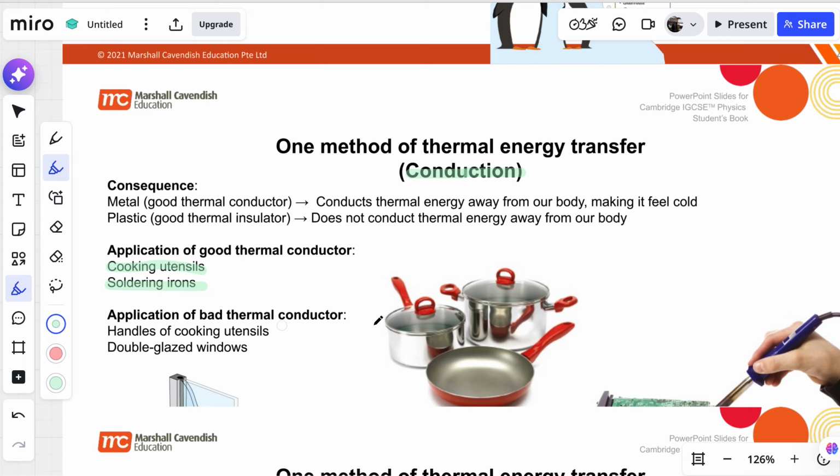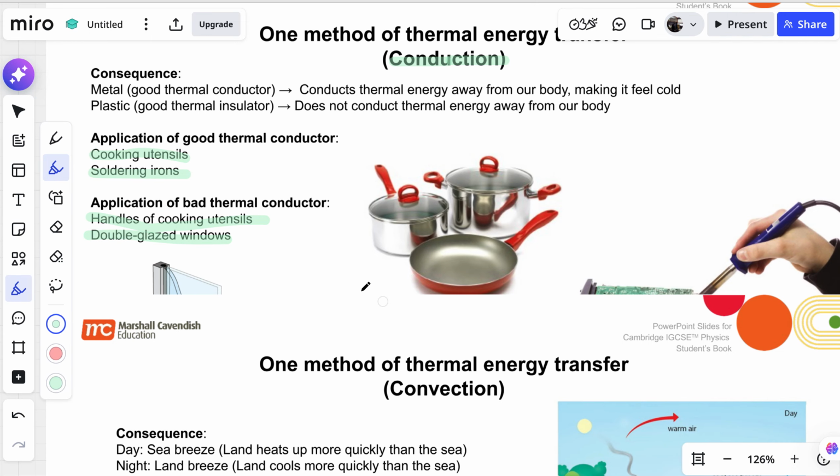Application of bad thermal conductors. The bad ones, like plastic and wood, we use them to make handles. You know, the handle is the one we hold, so we don't want it to be too hot. So we use plastic or wooden material to make the handles of cooking utensils. That's one application. We also use bad thermal conductors to make double glass windows to reduce thermal energy transfer to our rooms.